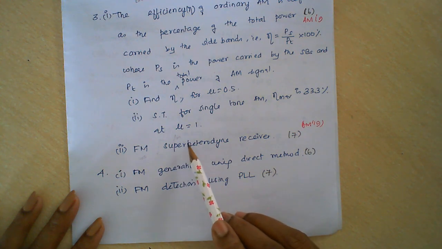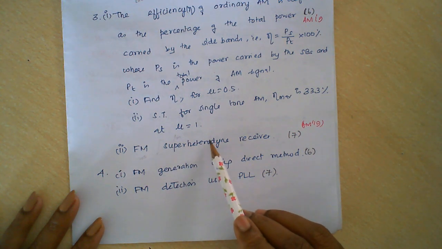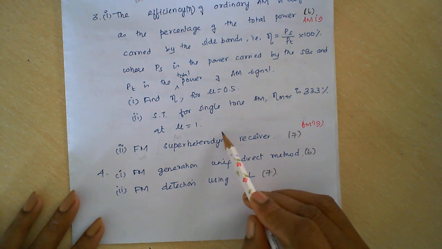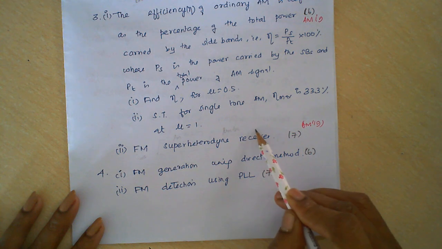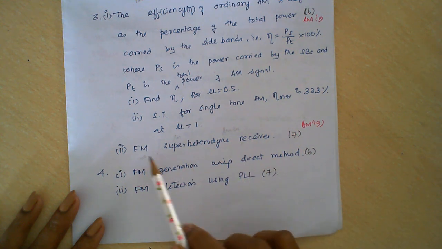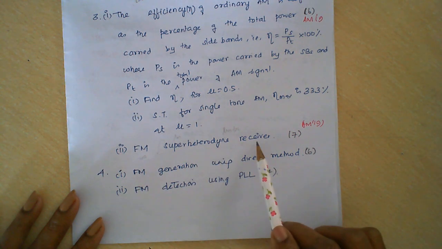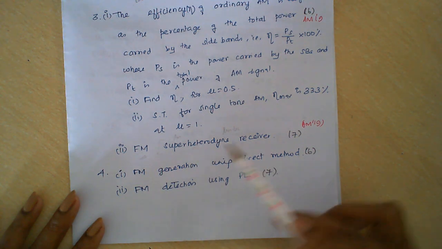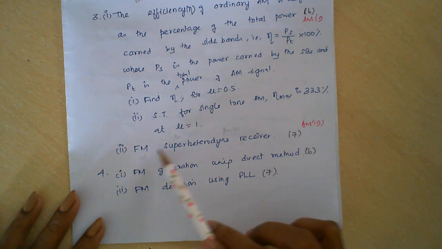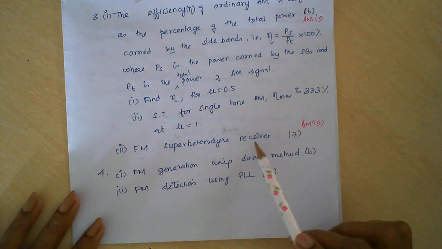Those blocks are nothing but a limiter as well as a de-emphasis circuit. So the limiter and de-emphasis circuit are present in the FM superheterodyne receiver. That is the only change you will find. So if you have studied the AM superheterodyne receiver, go with all those points, and only the 2 blocks you need to explain further.